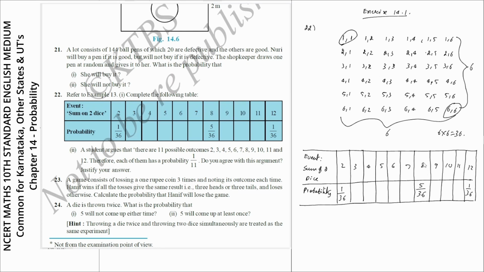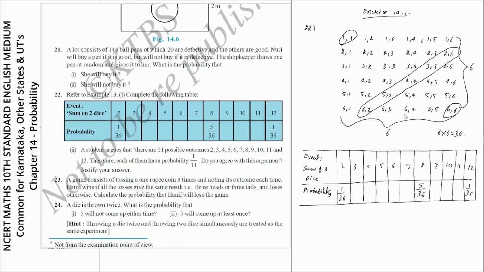And they gave the probability of getting 8 as 5 by 36. So where are we getting 8? You can see 4 comma 4. All these are outcomes where we get a sum equal to 8. How many outcomes are there? 1, 2, 3, 4, 5. There are 5 outcomes. Therefore 5 divided by the total number, that is 36. So 5 by 36 is the probability of getting 8.